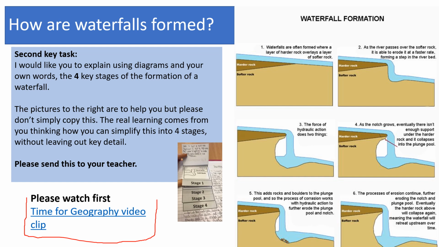You might do this in 4 straightforward pictures with explanations underneath. There's also a little picture here of another way of doing it. So you could do almost like a little comic strip type thing.